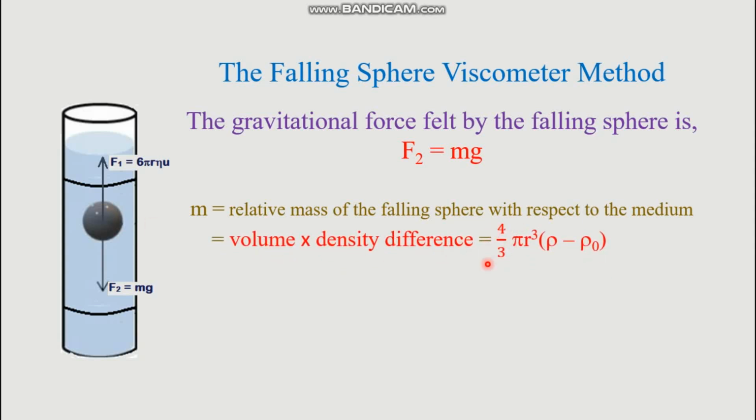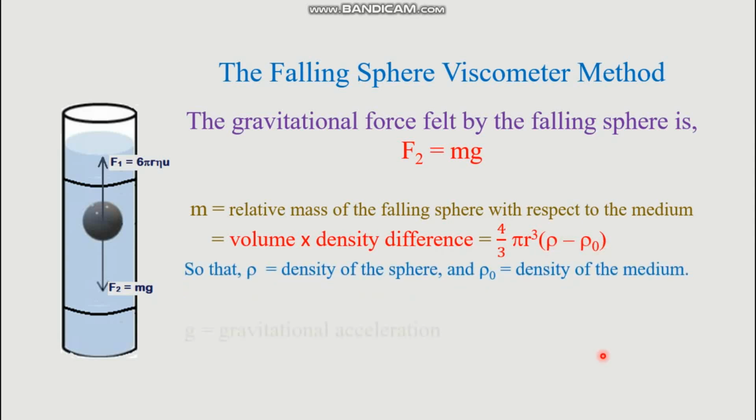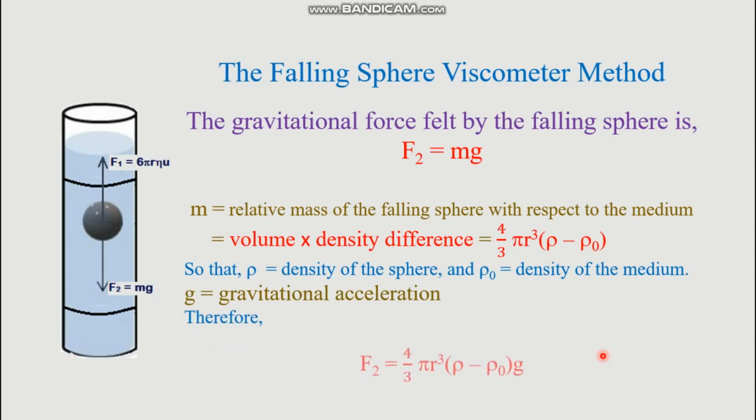What is the volume of the sphere? It is 4 by 3 pi r cube. And what is the density difference? rho minus rho 0. rho is the density of the ball and rho 0 is the density of the medium. And g is, as usual, gravitational acceleration. Therefore the force F2, that is the mg force, can be written as 4 by 3 pi r cube (rho minus rho 0) g.